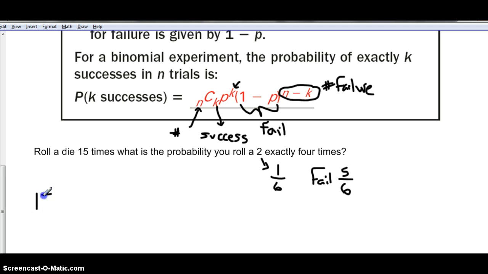There's 15 rolls. You are going to choose 4 of them to be successes. So the probability of a success is 1 out of 6. We need that to happen 4 times. The probability of failure is 5 out of 6. We need that to happen 11 times. Because the idea is it says you roll a 2 exactly 4 times. So you can't roll it 4 times and then, oh, we're done. You need then 11 failures. And so that's part of the probability as well. Even though it's more likely that you fail, we need to have that probability.